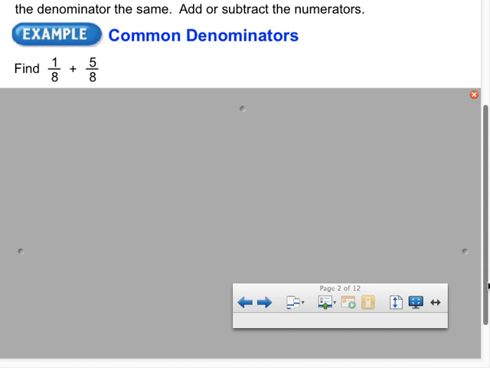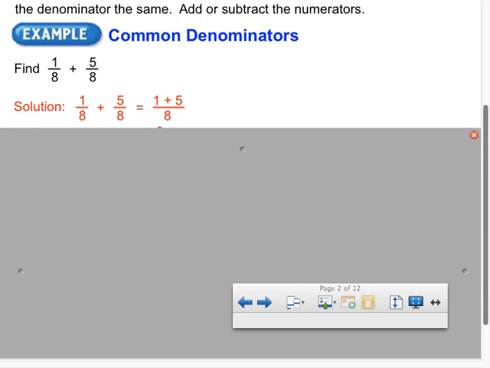Who can explain the answer to me? 1 plus 5. Okay, so what's my fraction going to be? 6/8. Now, is that your final answer? No. Because I'll tell you what, on a multiple choice test, they'll give you that as one of the answers and you'd be wrong. There's a better answer. What's the better answer? So that would be 3/4.